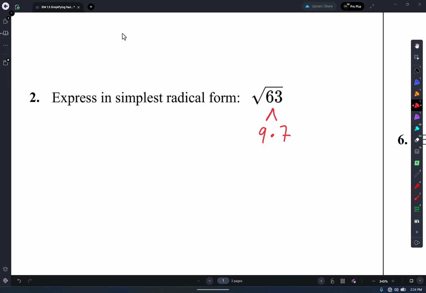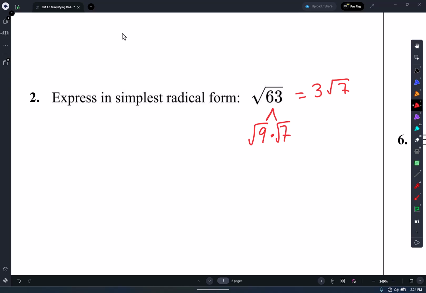All right, so here we go. You can break it down further like this. This really is the square root of 9 times the square root of 7. That's how Delta Math teaches it. What's the square root of 9? So this is 3 root 7.